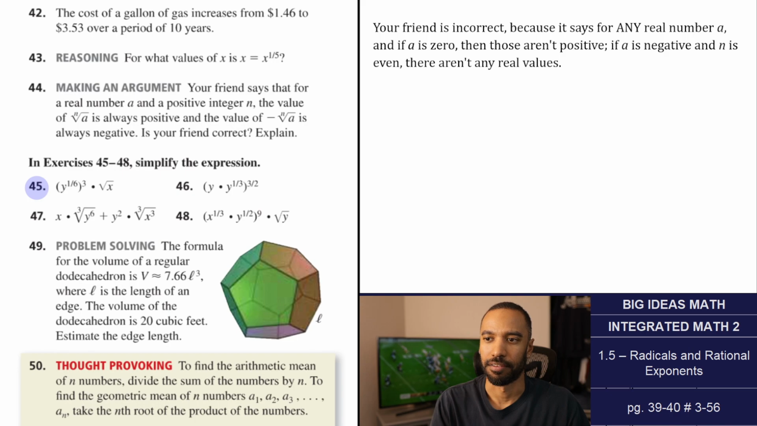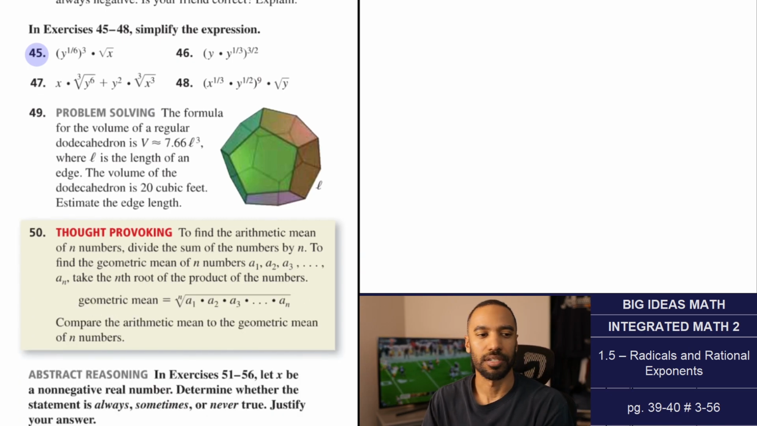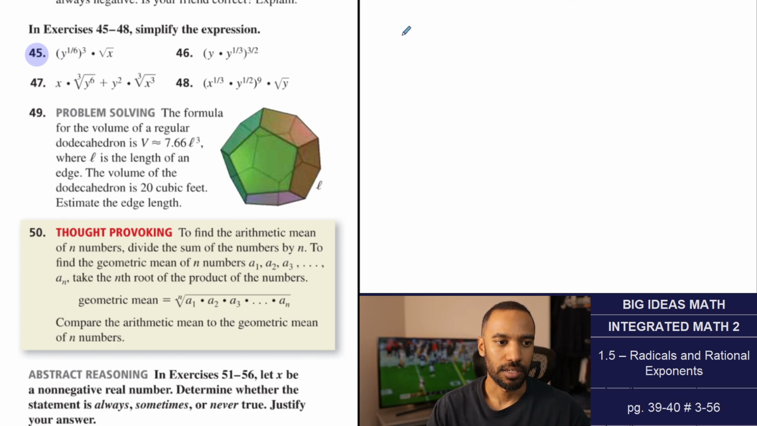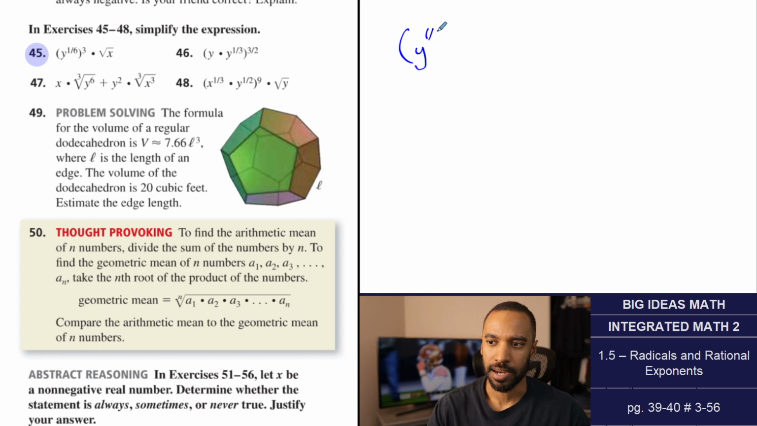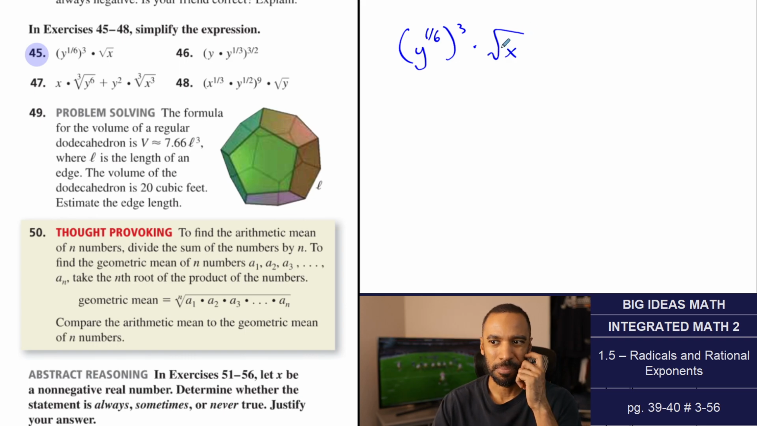All right, number 45 to 48. Simplify the expression. Oh, they do have some algebra ones here. Okay. I don't think they did them in any of the examples. We didn't see them, at least. Okay, this might be where I start talking about some of the stuff here.